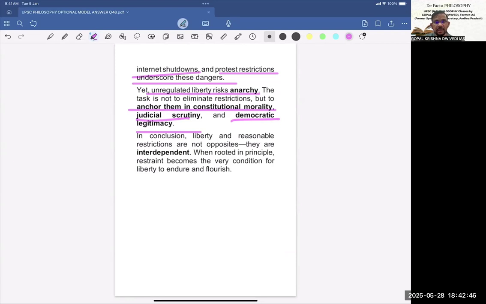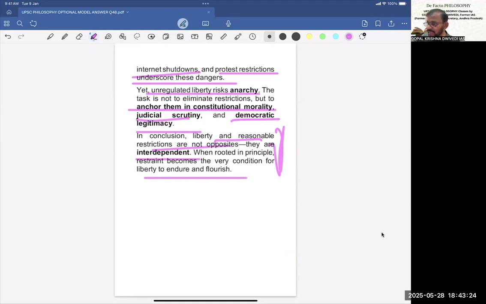In a democracy, the law has to be enacted by Parliament in a democratic manner. In conclusion, liberty and reasonable restrictions are not opposites. They are interdependent. When rooted in principle, restraints become the very condition for liberty to endure and flourish. So this is a very good conclusion. I just want to say, a beginning and an end like this is excellent. So that kind of thing you can definitely try in some of your answers. All of it may not be possible because of word limits and writing practice. You may not remember all the things, but definitely in some questions you can do that. So this completes the model answer for today's question.